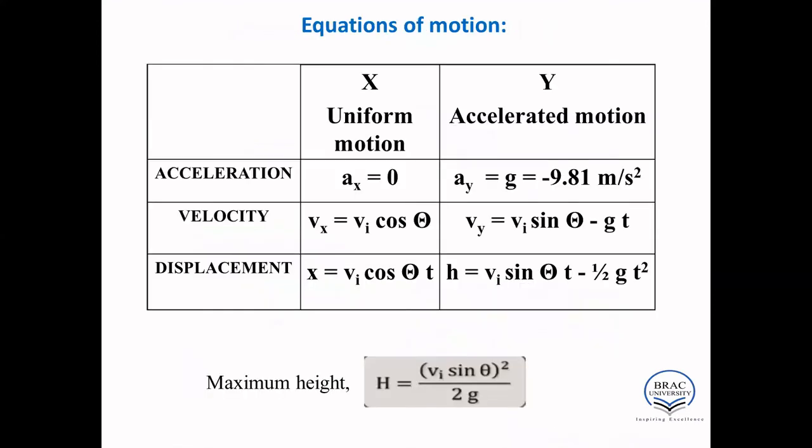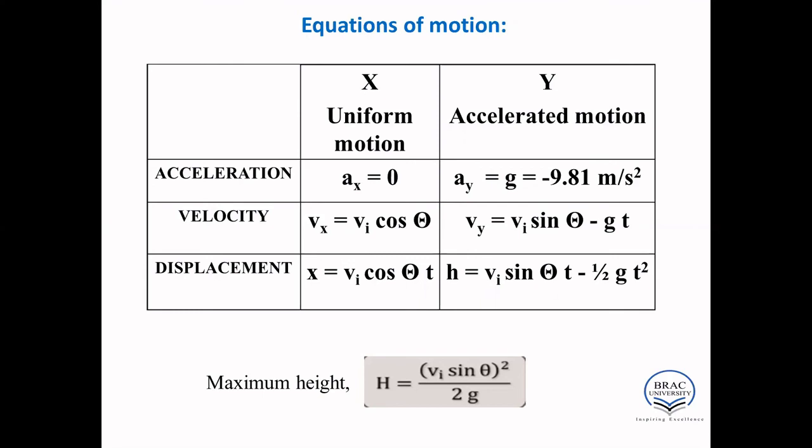Here are the equations of motion in projectile motion. We need to divide the equations into two parts: one along the x-axis and one along the y-axis. Along the x-axis, the motion is uniform, as I already discussed earlier what uniform means. Along the x-axis, acceleration is 0 and velocity is constant, so we consider this uniform motion. But along the y-axis, the motion is accelerated, changing with respect to time. Acceleration is 0 along the x-axis, and along the y-axis it is minus 9.8, which is constant.